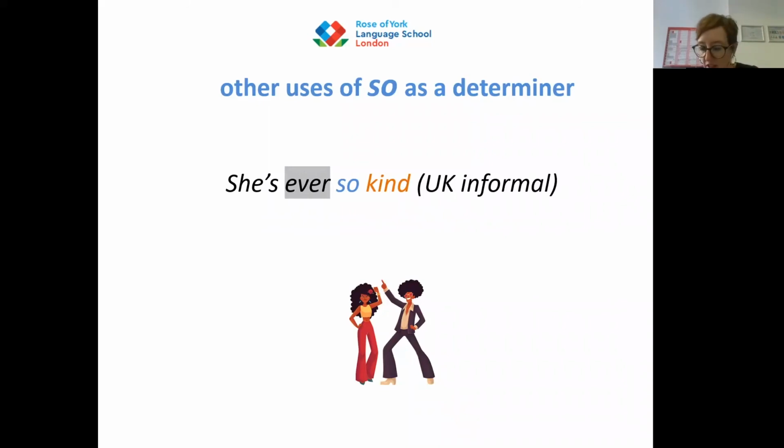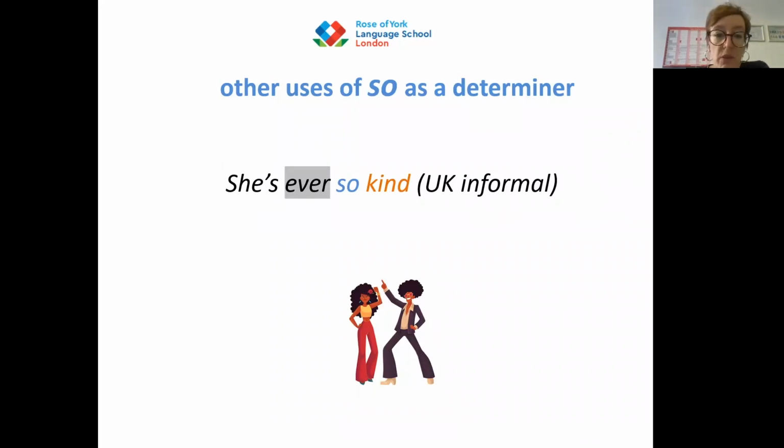And then if you look at the picture again, there are these two people directly from the 1970s. So the next use of so is related to what they're wearing. I said 1970s, it could be late 60s, early 70s. That's what people would wear at that time. So you see the kind of clothes they're wearing. They're not really fashionable anymore. We don't wear anything like that anymore.